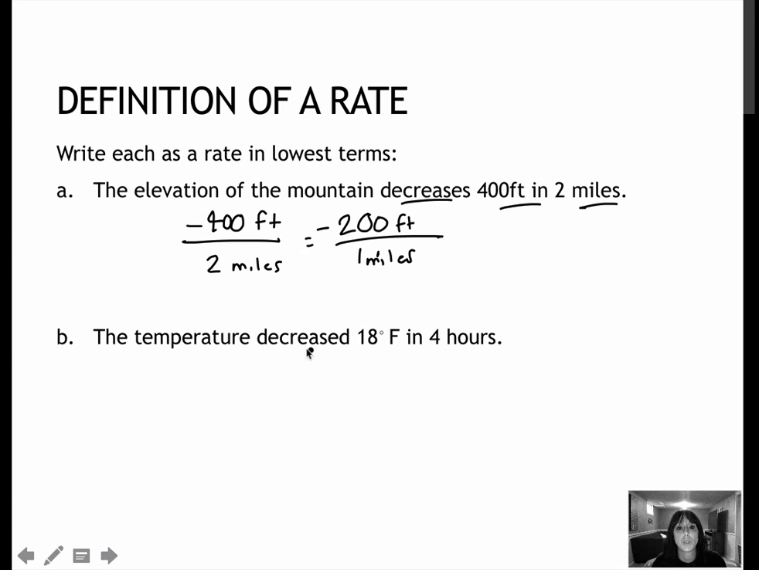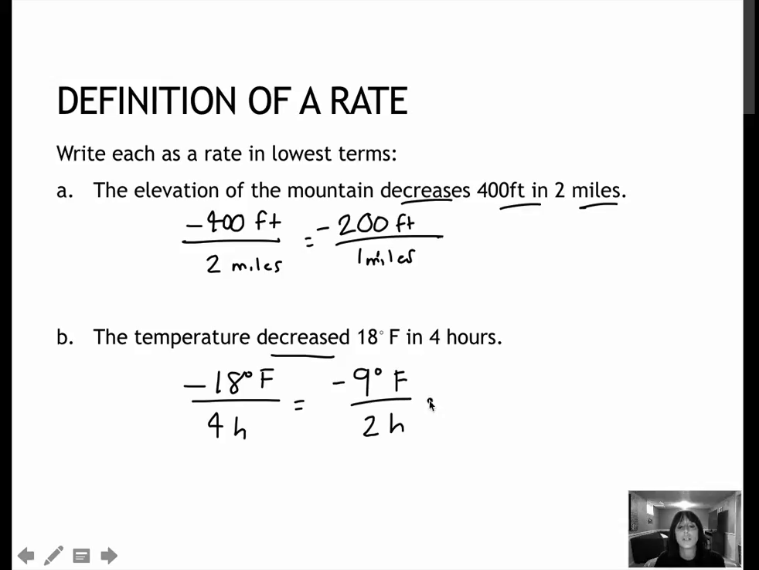Same thing, the temperature decreases 18 degrees Fahrenheit in 4 hours. So obviously we would want the change in temperature per hour rather than the hour per change in temperature. So that's how we kind of know which one goes as the numerator and which one goes as the denominator. So I would put negative 18 degrees Fahrenheit as my numerator and 4 hours as my denominator. If I reduce that, I can only reduce to negative 9 degrees Fahrenheit per 2 hours.